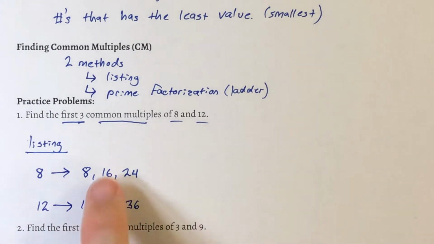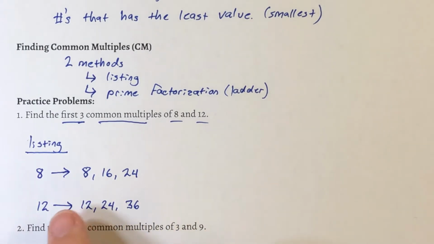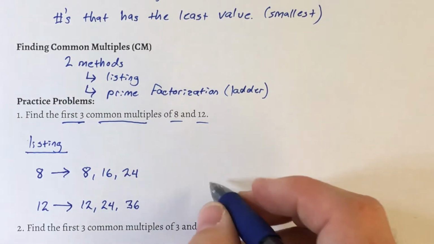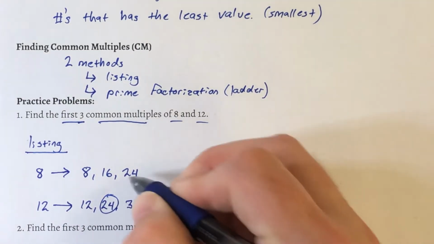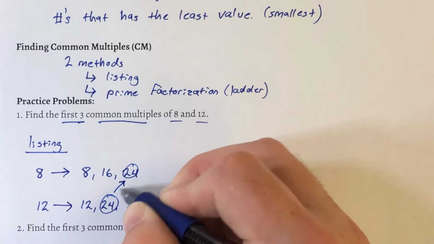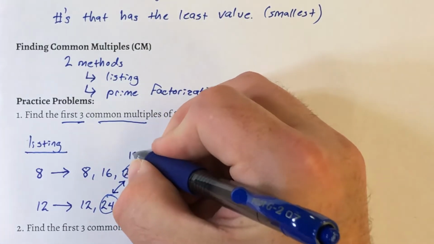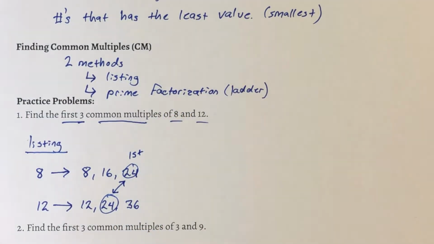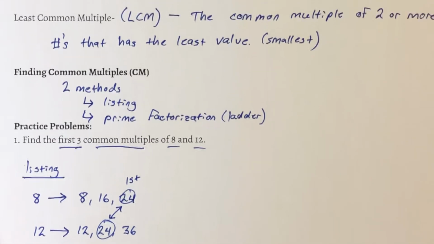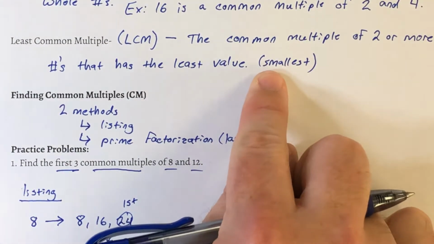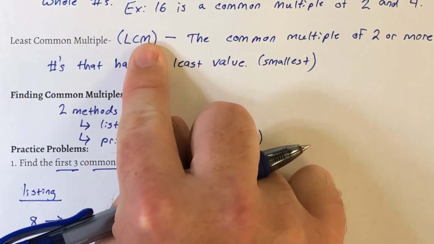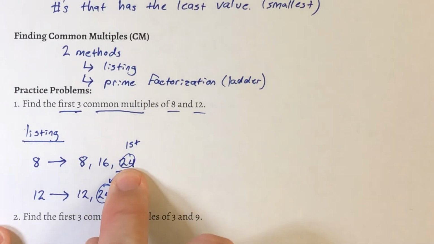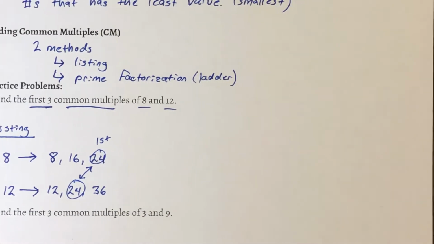Now we're going to stop and look at both, and we're going to see if we can find a common multiple, a multiple that both of them have in common. I see that they both have 24 in common. This is our first common multiple. It also happens to be the smallest, and remember the smallest is referred to as our LCM. So technically 24 is our first common multiple. It's also our LCM, if we wanted to find that.